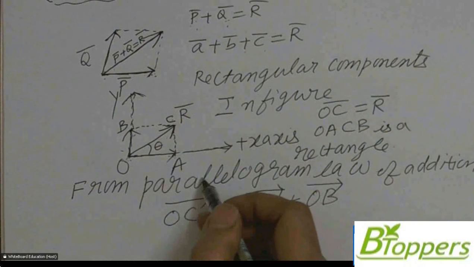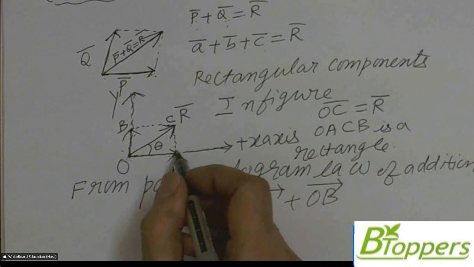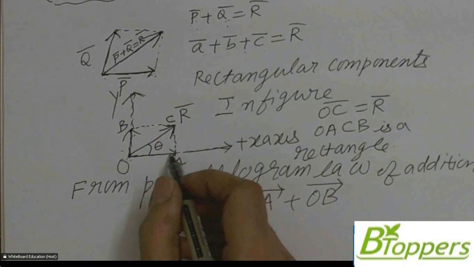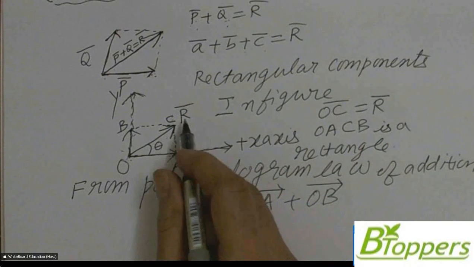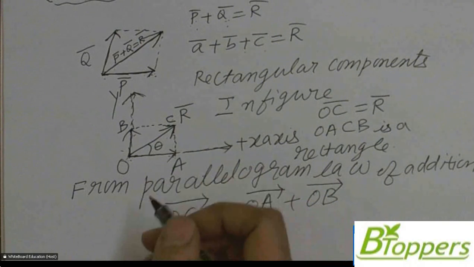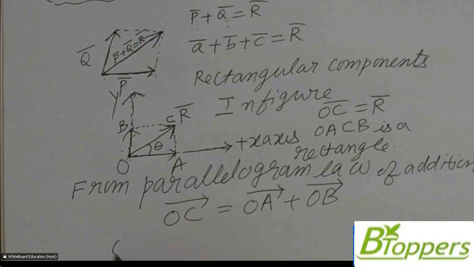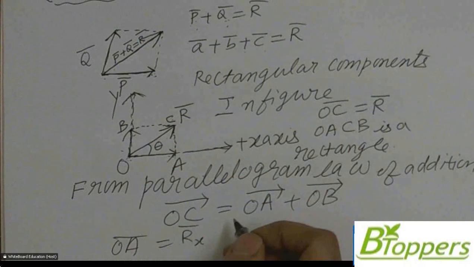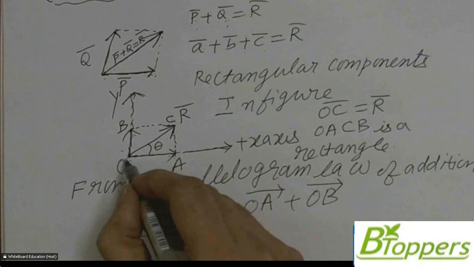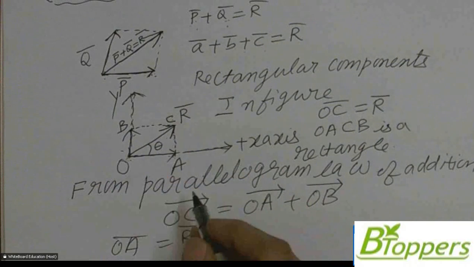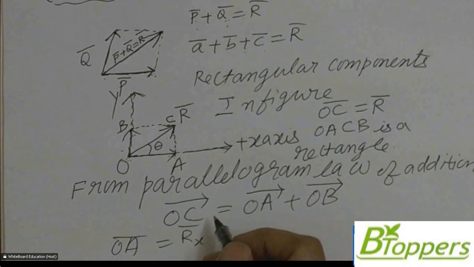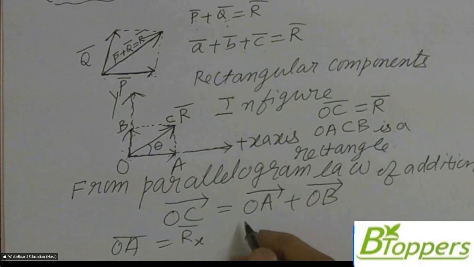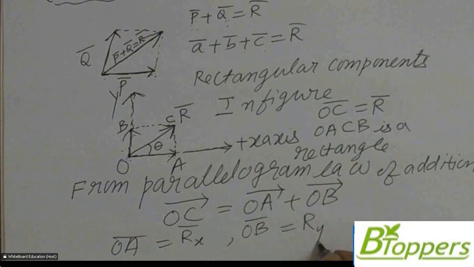The component vector OA bar, which acts along the x-axis, is called the x-component vector of R bar, which is denoted by Rx bar. The component vector OB bar, which is parallel to the y-axis, is called the y-component vector, which is denoted by Ry bar.